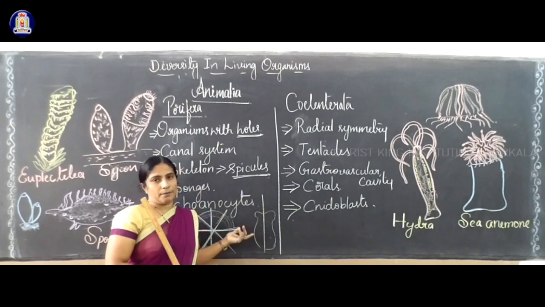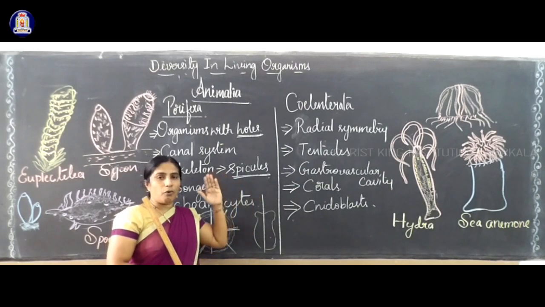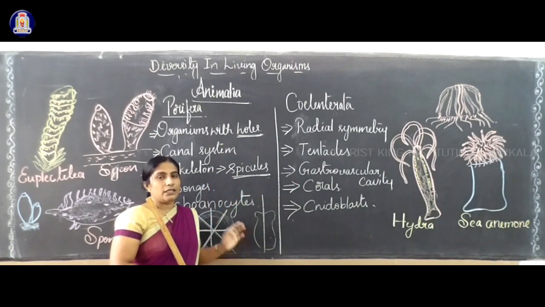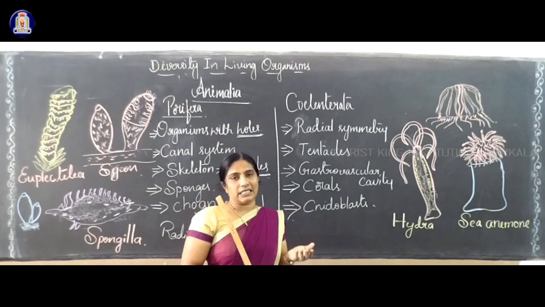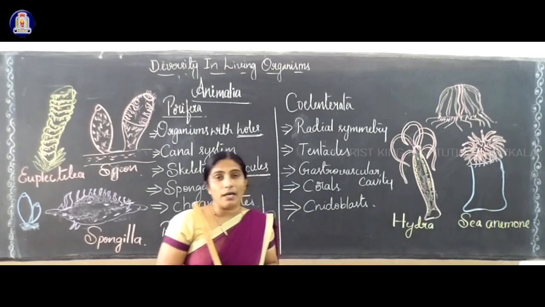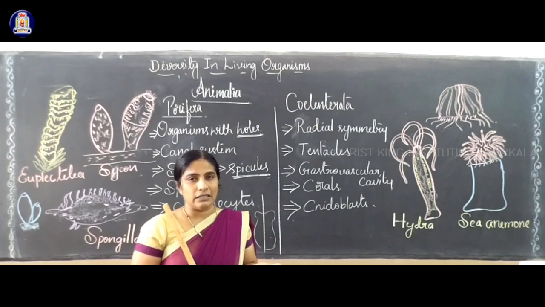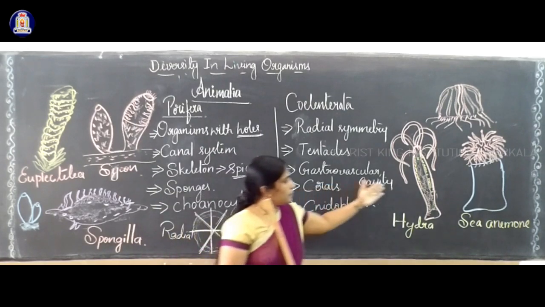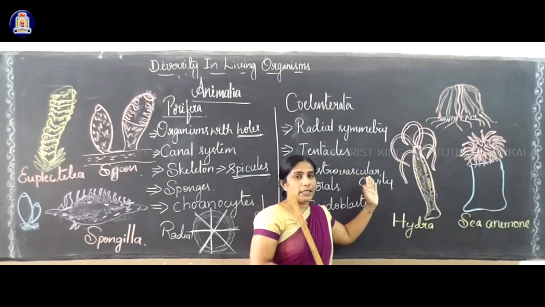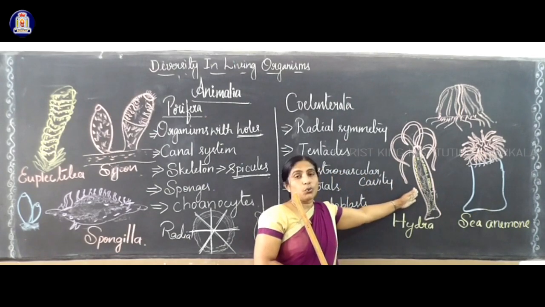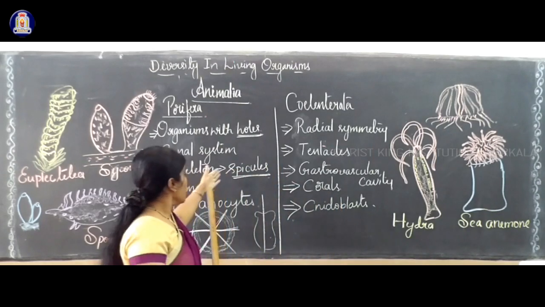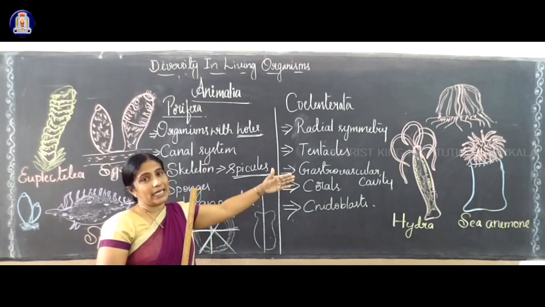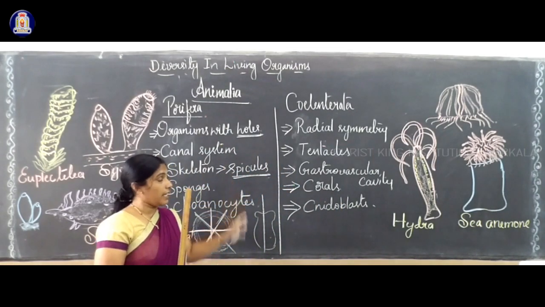The next one, according to the body structure, is the two layer, three layer, etc. So triploblastic animals have three layers, and diploblastic animals have two layers. So all that is according to the internal layer organization.